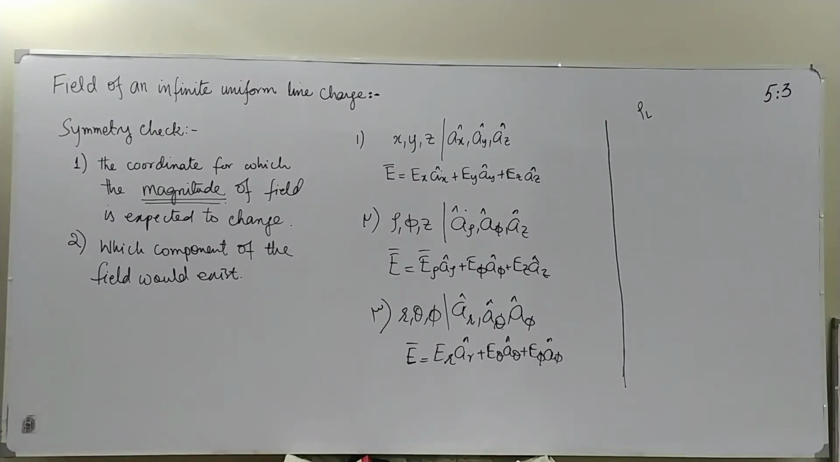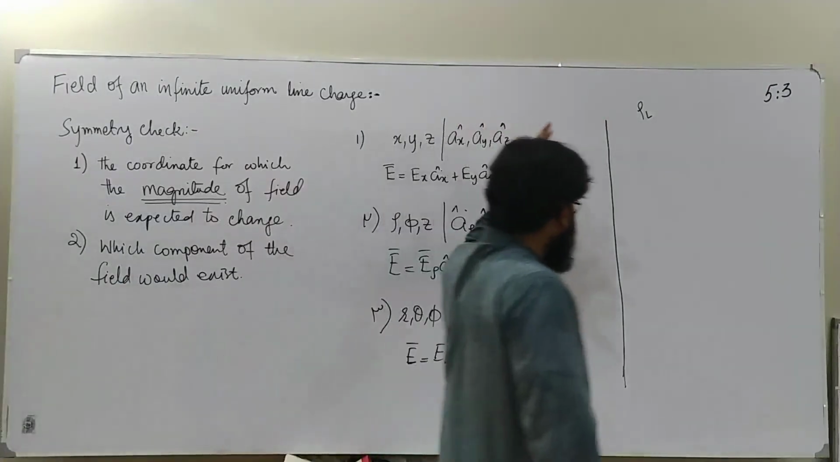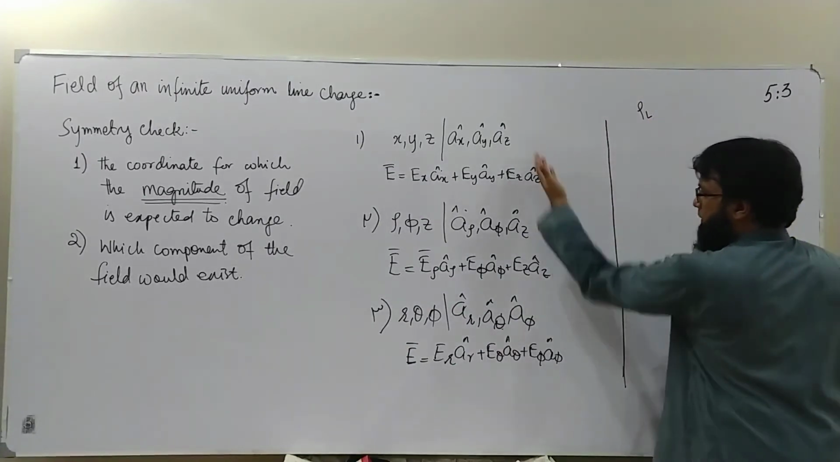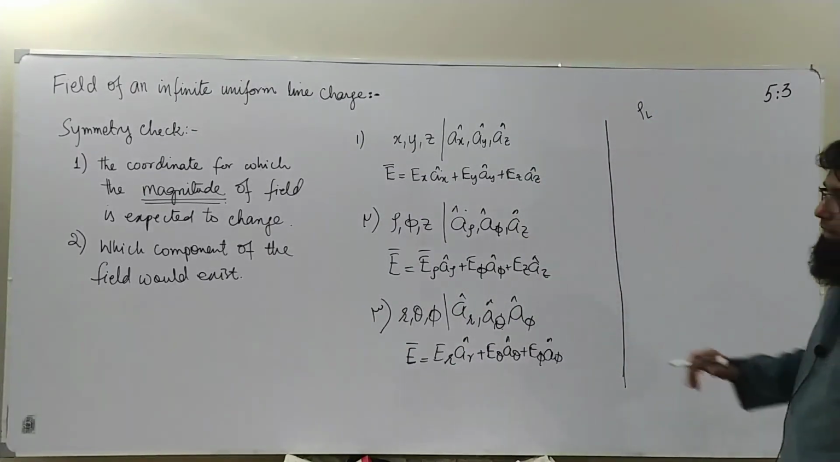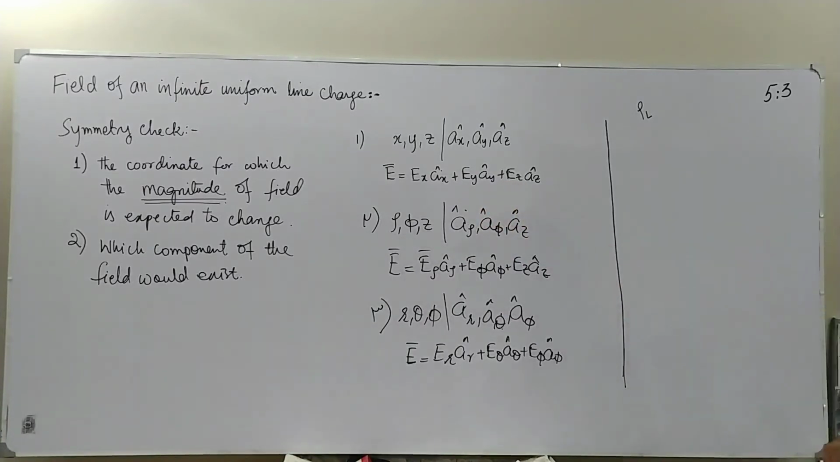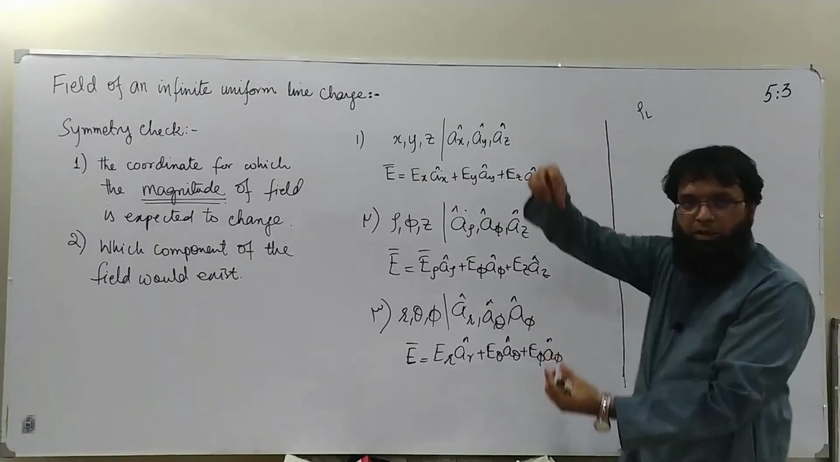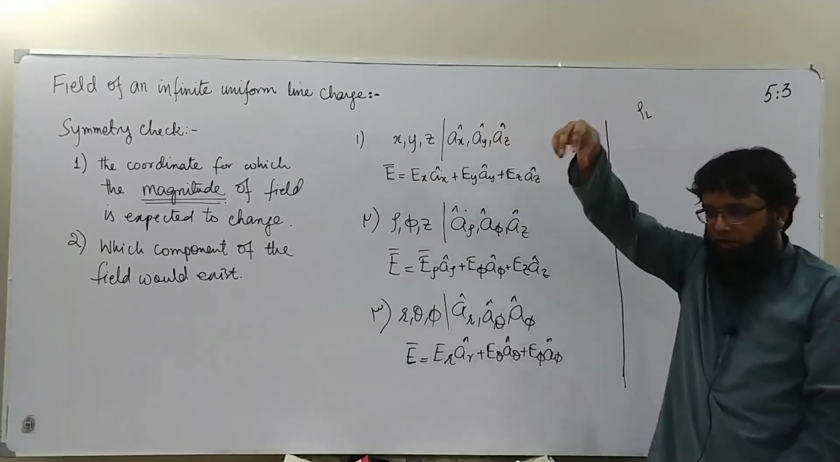Okay, so which one to choose, to find the final expression of E? This one, or this one? Clause number 1: the coordinate for which the magnitude of the field is expected to change. So if you think of this line charge as a tube light, okay, as a tube light.